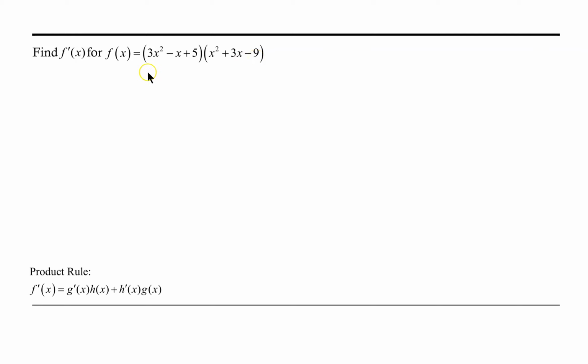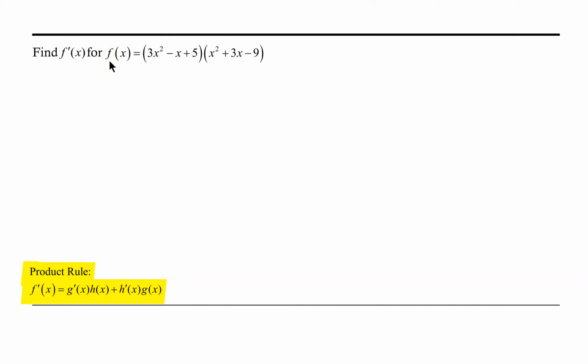Now, as we can see that this is the product of two quantities, we will want to be using the product rule. And we've included the product rule at the bottom of the screen for reference. So let's go ahead and see how this rule might be applied to this particular function.